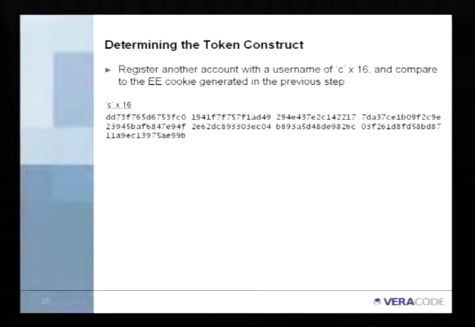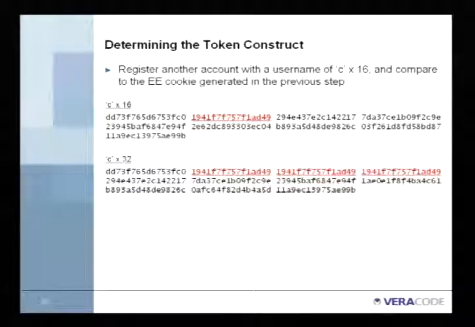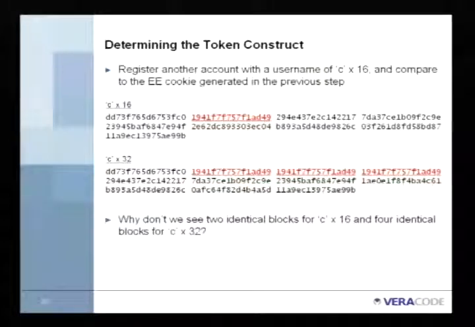And you can see that in comparing that to the C times 32 example, you still have that same block appearing in the token. So it's a pretty good guess that that thing that starts in 1941 is the encrypted form of 8 Cs. The question you might ask yourself at this point is, for the first example, for the C times 16, why don't we see 2 of those? And for C times 32, why don't we see 4 of them?